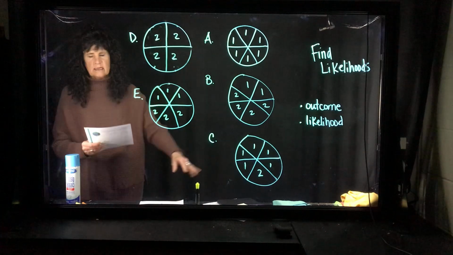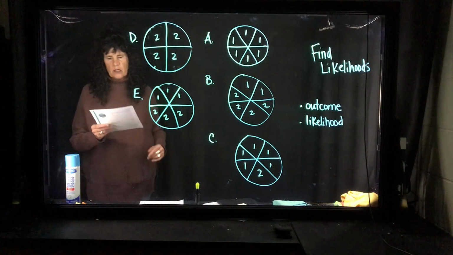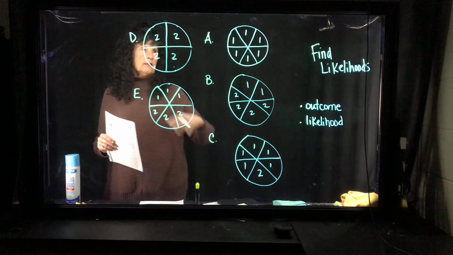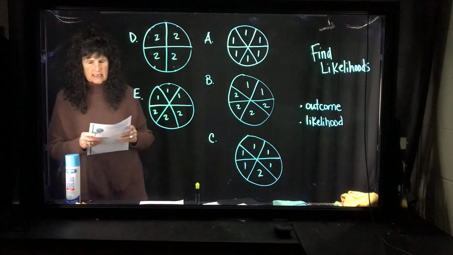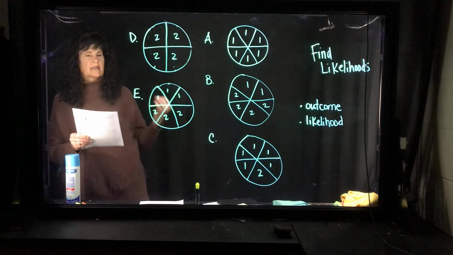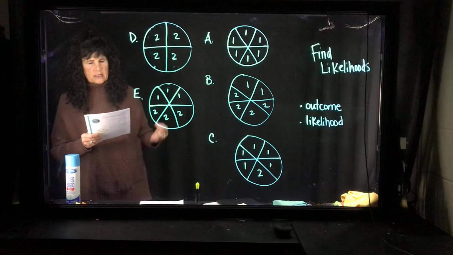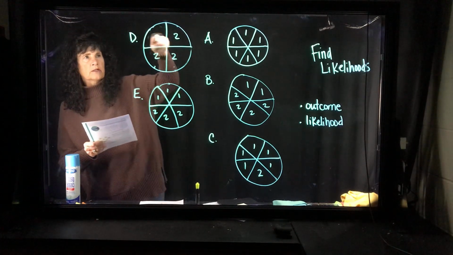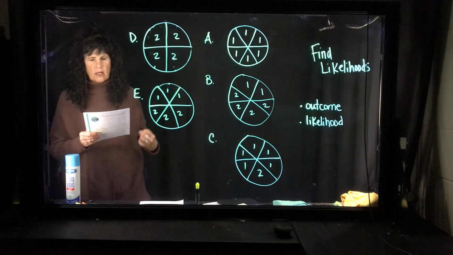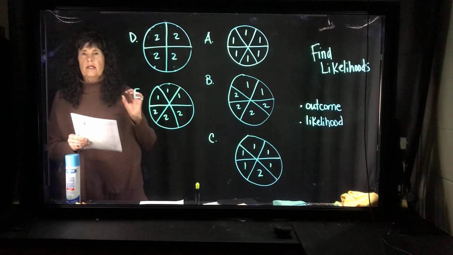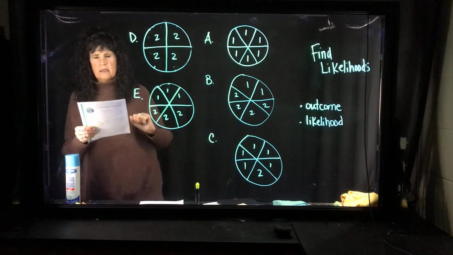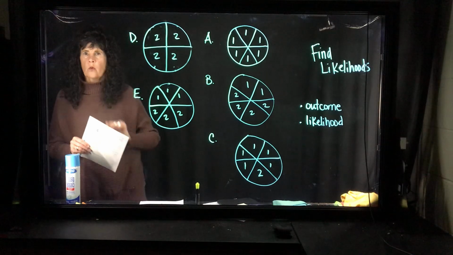So let's look at this example. This is example 1 on the following page. You have these different pie charts, and it asks for you to determine the likelihood that the spinner, if there was a spinner in the middle here spinning around, would land on the number 2. And you assume for this experiment that the spinner is only spun one time.